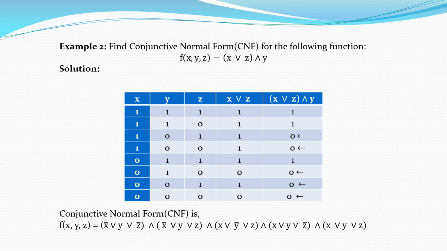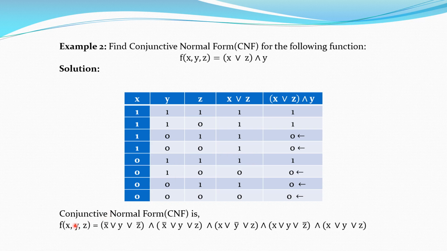Now, next example, find conjunctive normal form CNF for the following function. Now, given function contains three variables x, y and z. So, there will be 8 rows in the table. Now, prepare the table by taking columns according to the right side. So, first 3 columns for 3 variables x, y, z. Then x join z and last x join z meet y. Now consider zeros in the last column of the table for writing the CNF, which is meet of max terms.